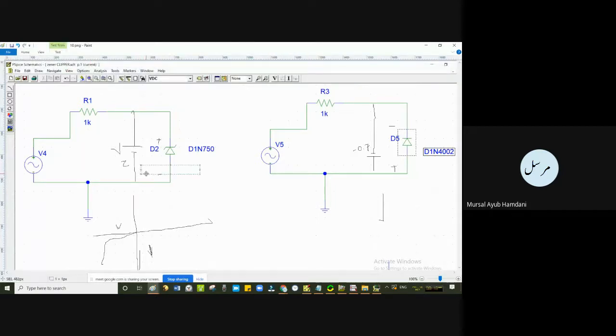This case will be there when the input is higher than Vz.